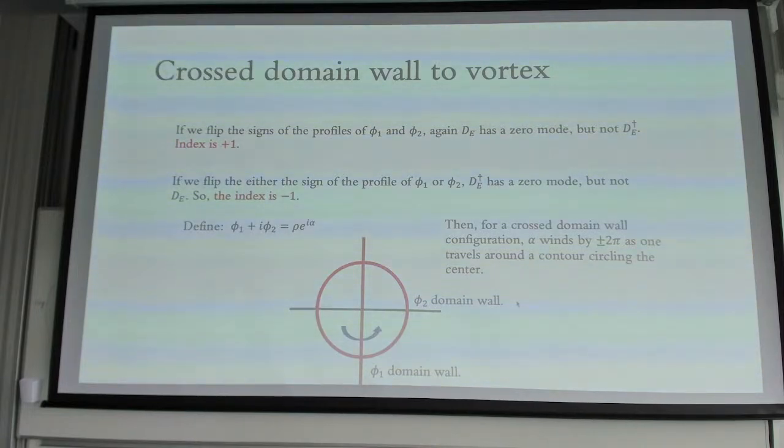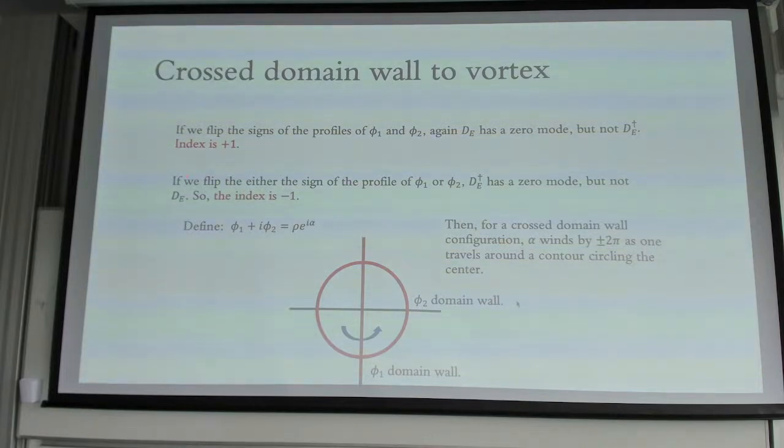If I flip the signs of both the profiles, then again I have a zero mode for D_E, and D_E dagger doesn't have one. So again I get an index of 1. If I flip the sign of either one of them, then D_E dagger has a zero mode and D_E does not. So I get an index of -1.